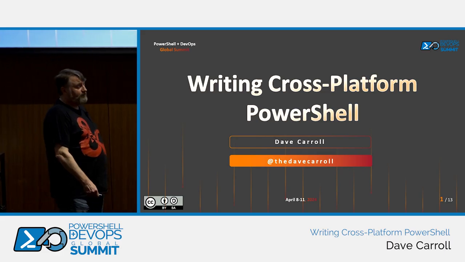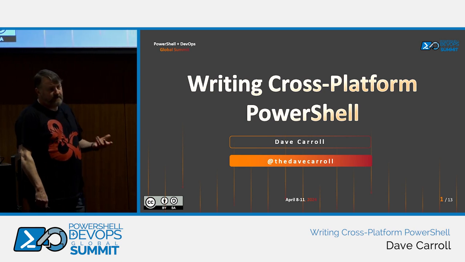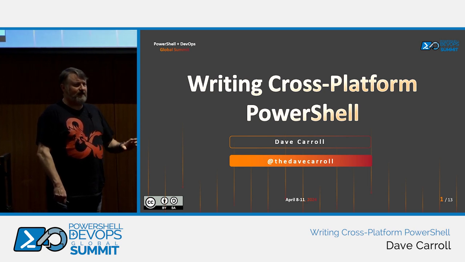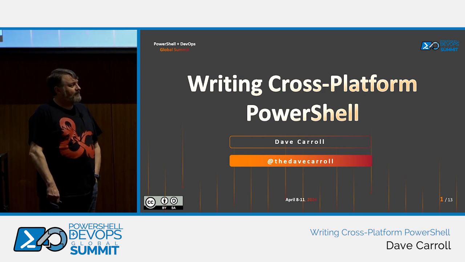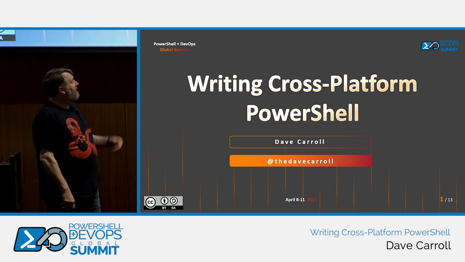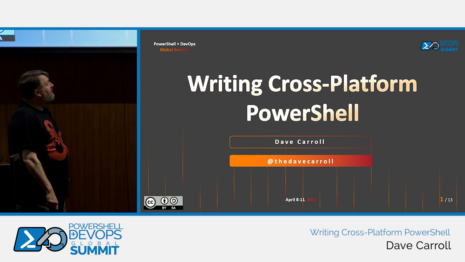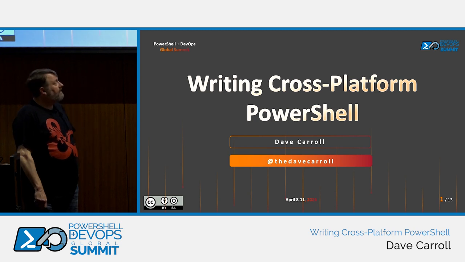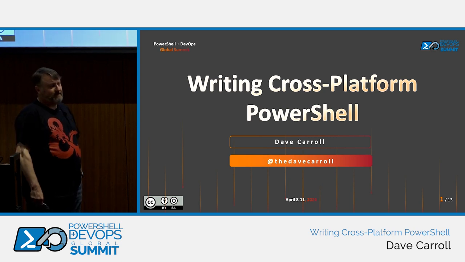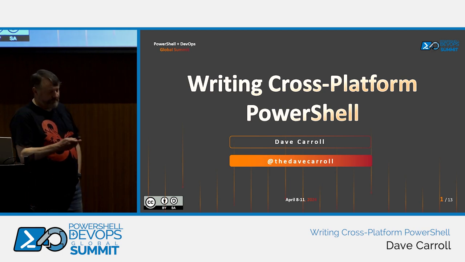This is writing cross-platform PowerShell, and I'm Dave Carroll. I used to be active on Twitter and a couple other places. Now I'm mostly active on LinkedIn and GitHub. Not really active there anymore, but I'm starting to get more active. Anywhere I am, it's going to be the Dave Carroll. My website is thedavecarroll.com. It's important to have your branding. This is one of the things that I could pretty much do all over, all the socials that I was dealing with at the time.